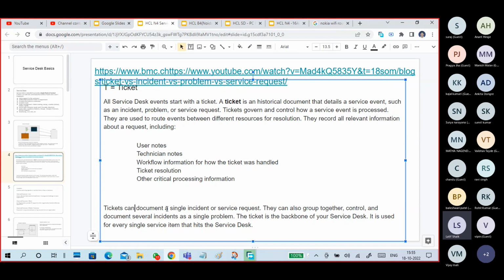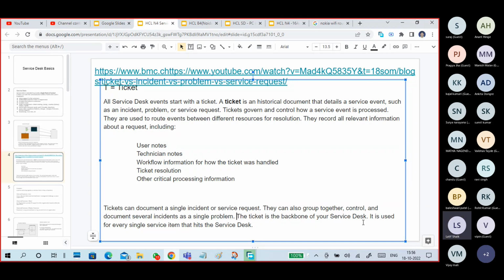A ticket can document a single incident or a service request. A single service request can be there, or tickets can be grouped together, with several incidents controlled as a problem. It means multiple tickets will come together and become a grouping for a problem kind. I will explain incident, service request and problem later, but understand what a ticket is.